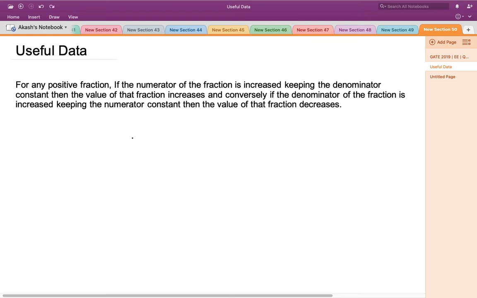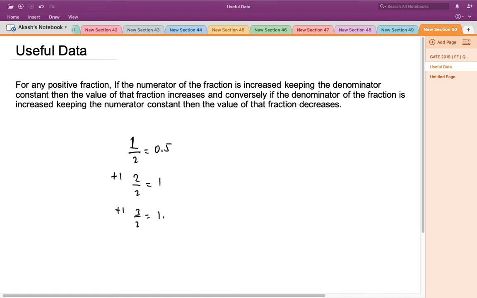So the idea is that if I have a fraction 1/2, which equals 0.5, and if I increase the numerator by 1, then the value of this fraction would be increasing as I go along. Conversely, if I have the same fraction 1/2 and if I increase the denominator keeping the numerator constant, then the value of this fraction would keep on decreasing. So let's use this idea and try to solve the problem.